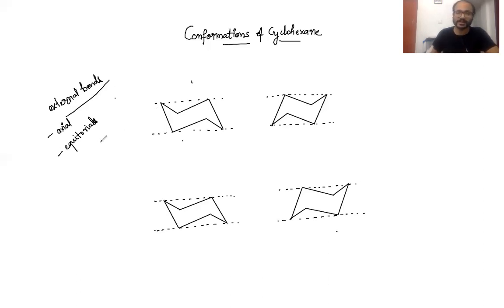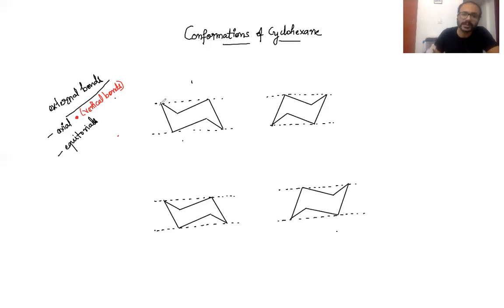Okay, so let us try to draw the axial bonds. Let me use red color for representing the axial bond. These are basically the vertical bonds. So at each of the vertices or at each of these carbon atoms, you will have 1 axial bond. Now axial bonds are vertical bonds, so they are oriented in the vertical direction at each of these vertices.